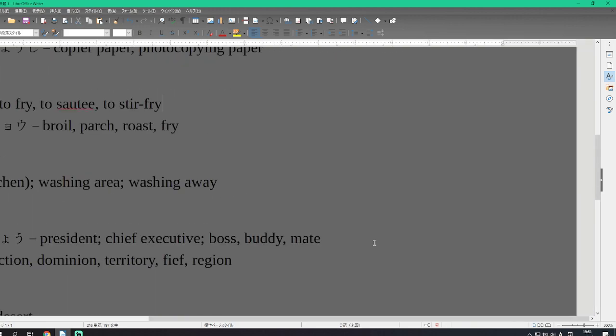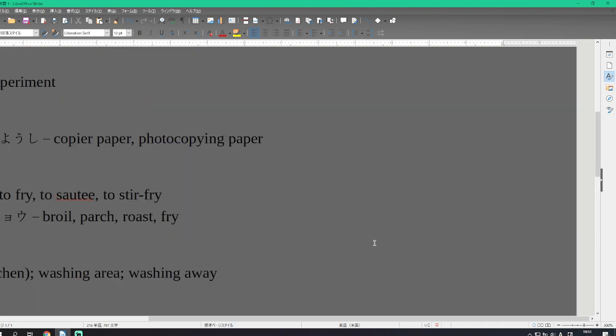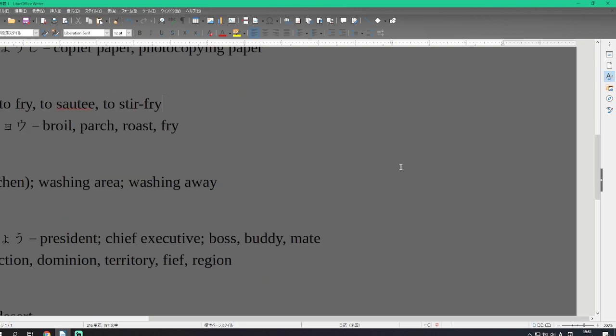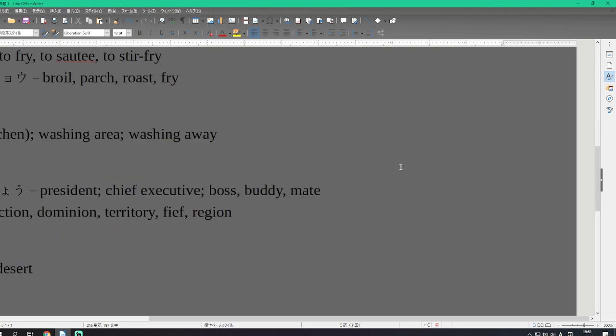Number 6 is a washing area or washing away, nagashi, a place where things flow. Naga for flow and shi in hiragana, nagashi. The president, chief executive, boss, or buddy, if you're talking to your buddy, is a daitorio.